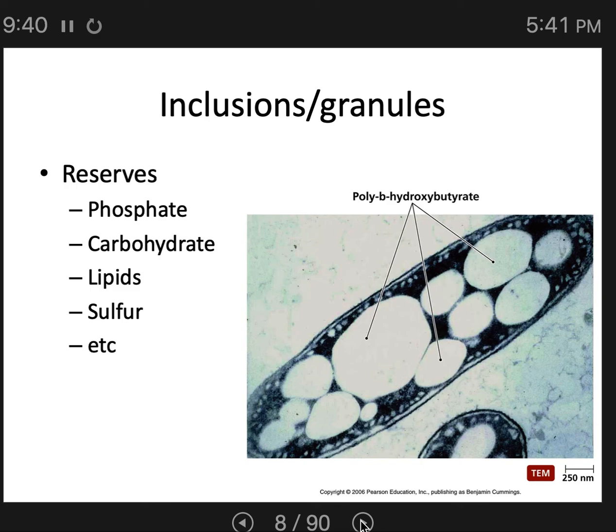These are membrane bound. That means that there's a phospholipid bilayer, a membrane, that contains these inclusions, and they're storage areas. Different inclusions or granules might store different things, like nutrients. On the slide I have phosphate, carbohydrates, lipids, sulfur. So these different kinds of nutrients can be stored in these granules. They also can store water and things like that. So these are organelles. They're not typically discussed when we say that prokaryotes don't have organelles and eukaryotes do. This is the exception.